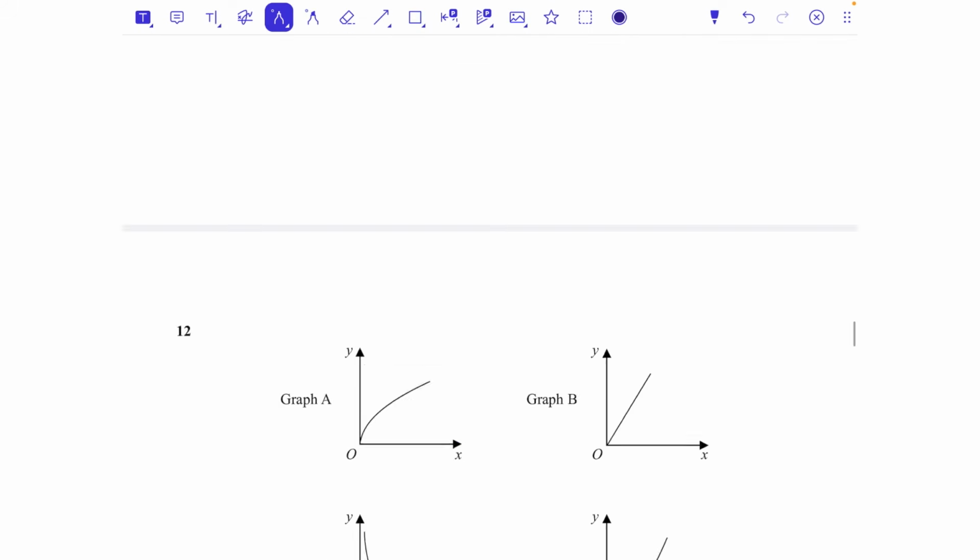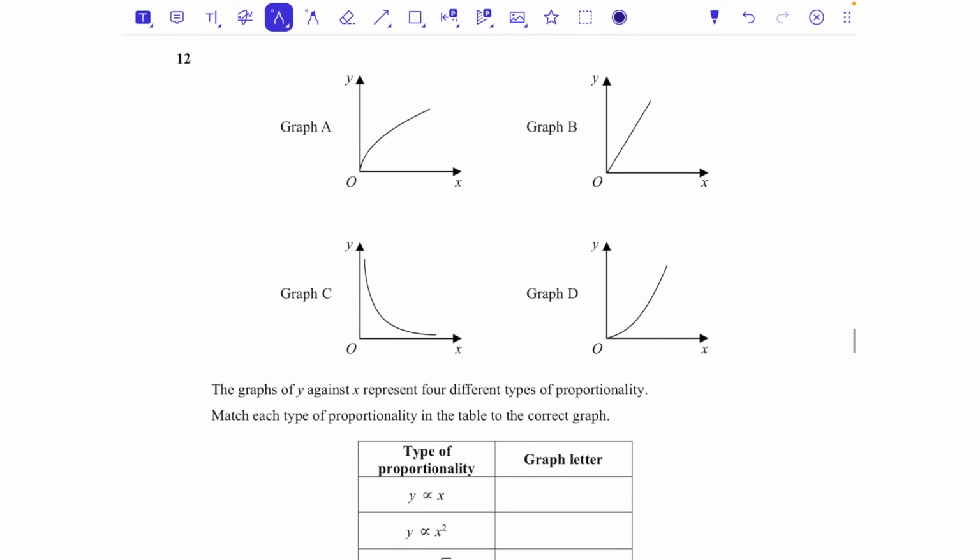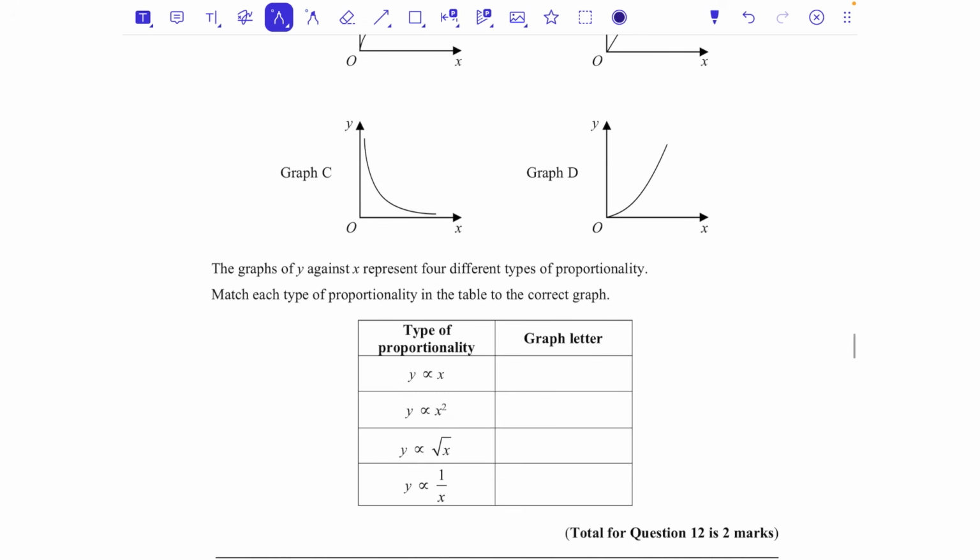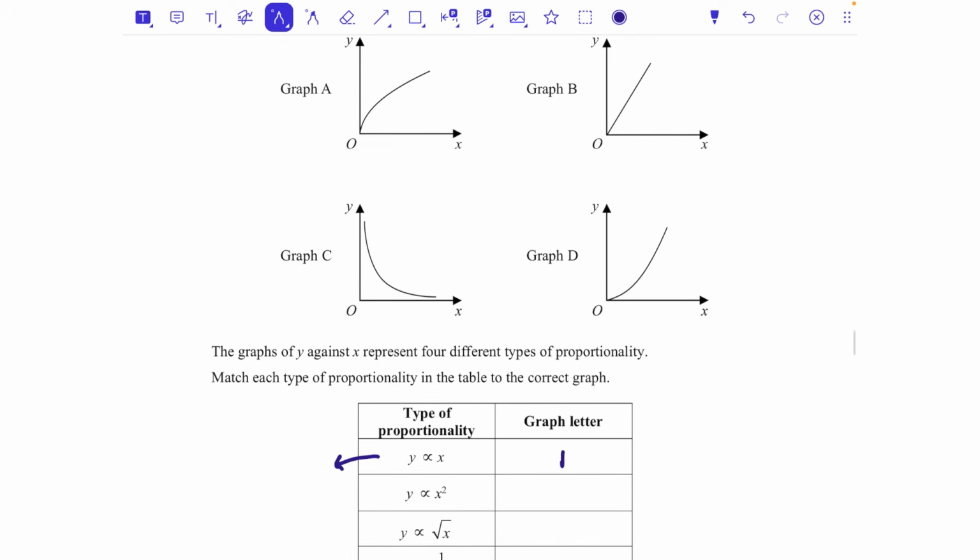Great. Question number 12. And we've got some graphs. The graphs of y against x represent 4 different types of proportionality. Match each type of proportionality in the table to the correct graph. So this one just means y is proportional to x. So that means as x gets bigger, y gets bigger. If you imagine 1 chocolate bar costs 50p, 2 chocolate bars costs £1, 3 chocolate bars is £1.50. It's just going to make a straight line. So that one goes with B.